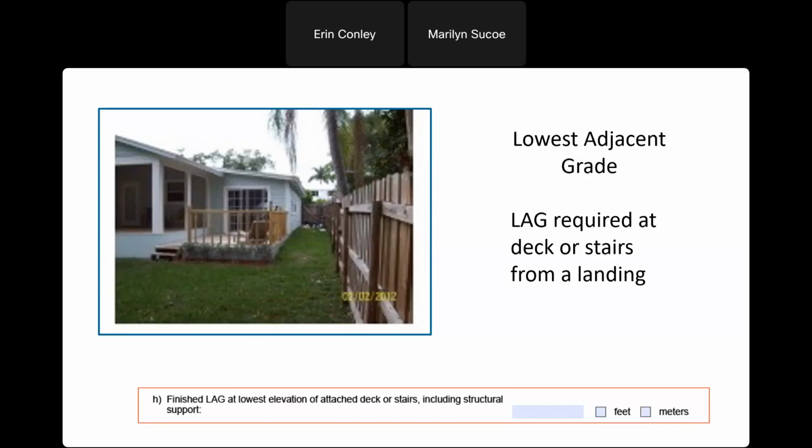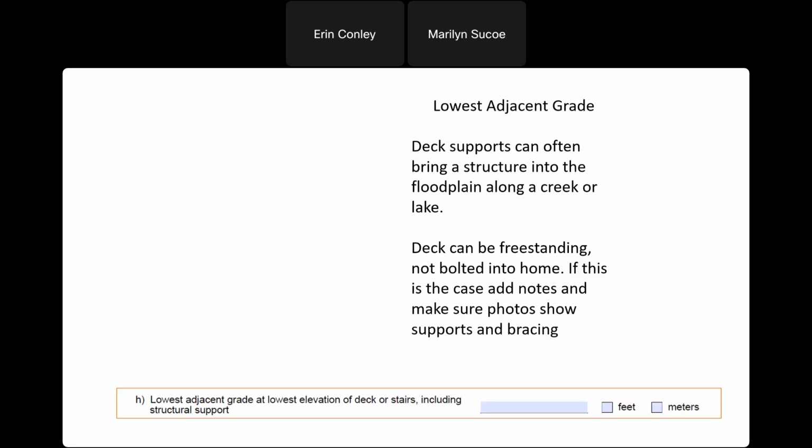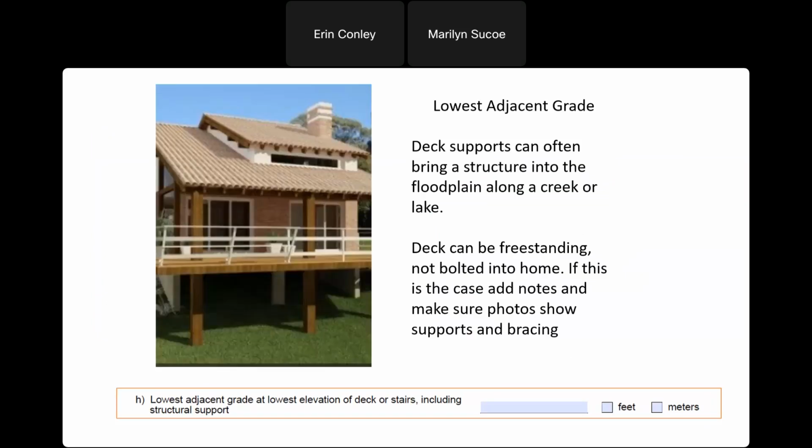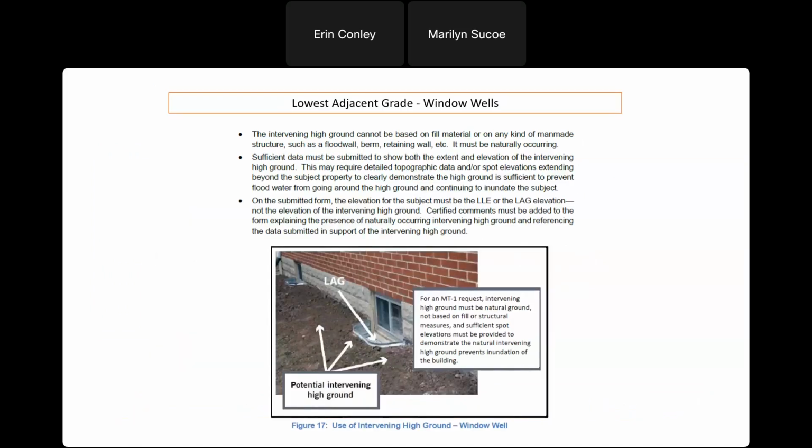This is just an example of a deck and steps. I apologize, I'm missing an image there. There we go. So here's an example where an attached deck is part of the house because it supports the roofing. The posts for this deck are at a much lower elevation than the house, and so the elevation of those deck posts could pull that house into the floodplain.